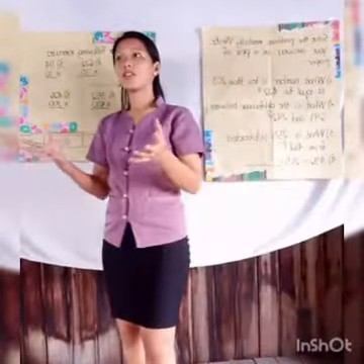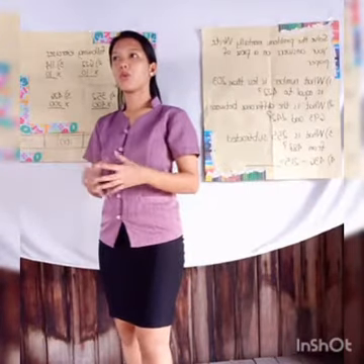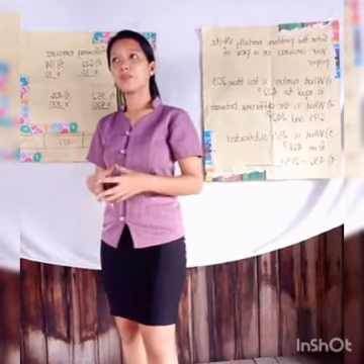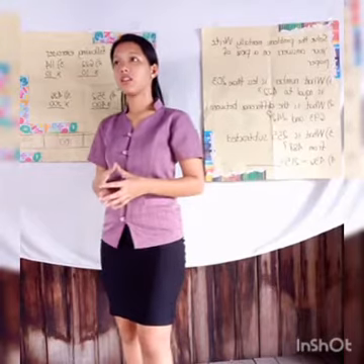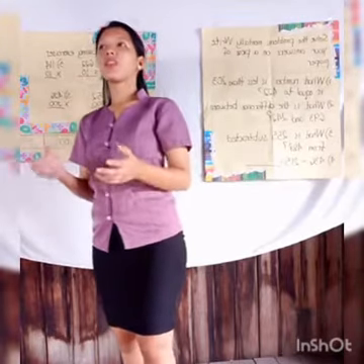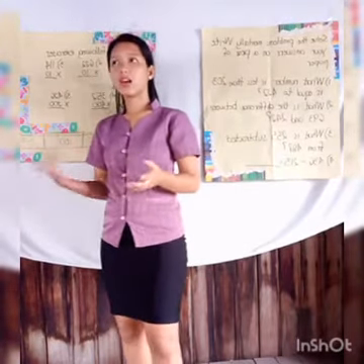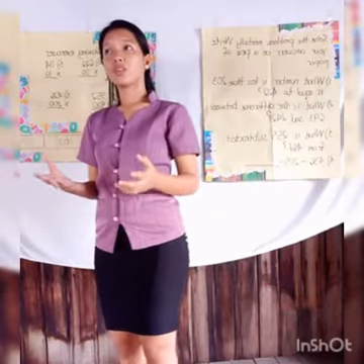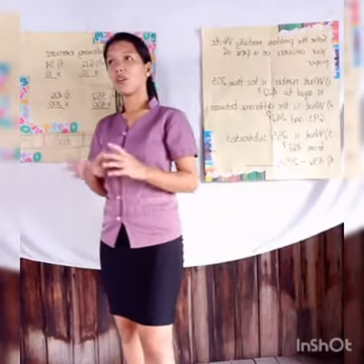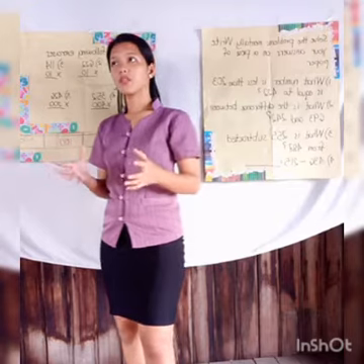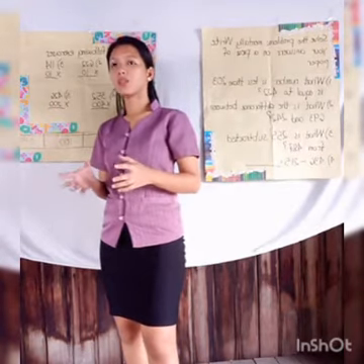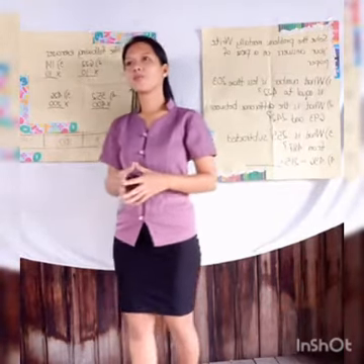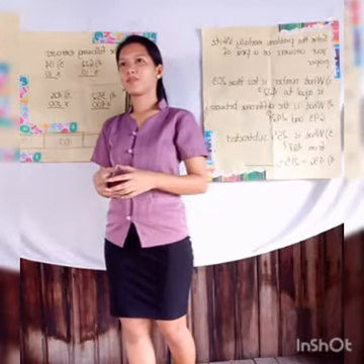Okay, grade 3, do you understand now how to solve or multiply 2 to 3 digit numbers by multiples of 10 and 100? When multiplying 2 to 3 digit numbers with multiples of 10 and 100, multiply first the non-zero digits, then annex the zeros of the factors. The number of zeros in the factors is equal to the number of zeros in the product. So, that's all.